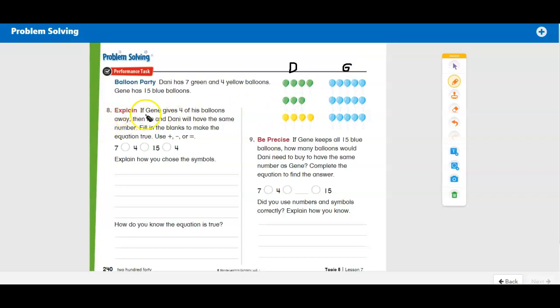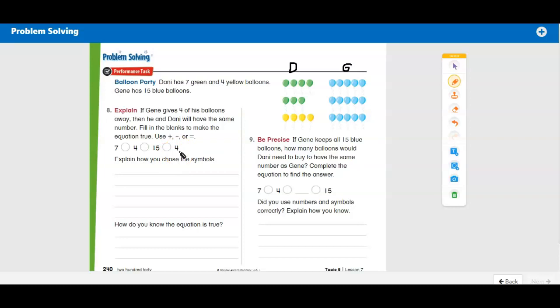Number 8 says, if Jean gives 4 of his balloons away, then he and Danny will have the same number. Fill in the blanks to make the equation true. Use symbols plus, minus, or equals. So we have to fill in all of these blanks with these correct symbols. So we have 7, blank 4, blank 15, blank 4.